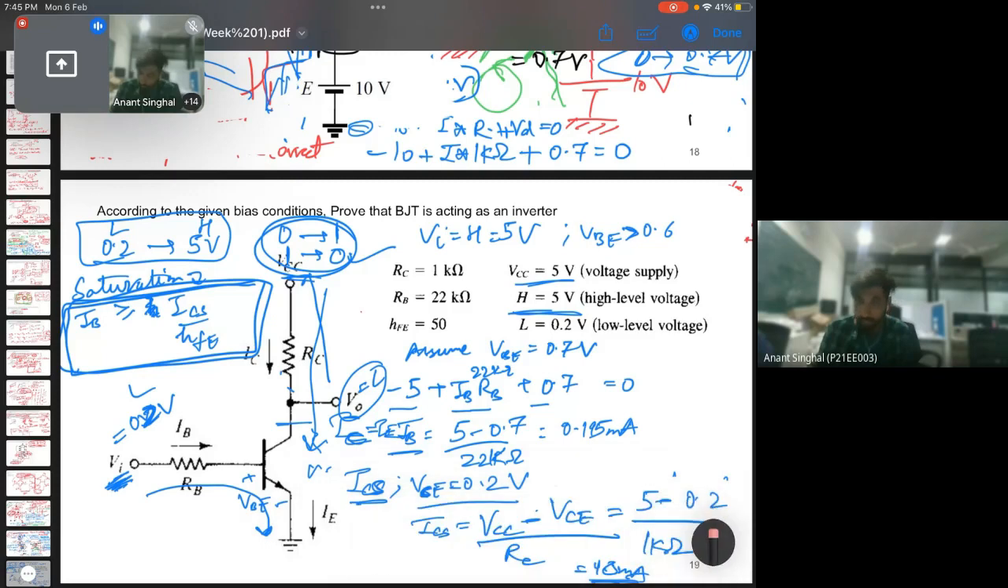So I'm rubbing that. Should I remove all this? Please confirm. Okay.